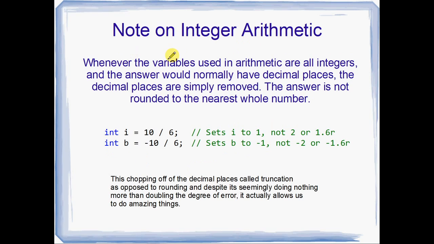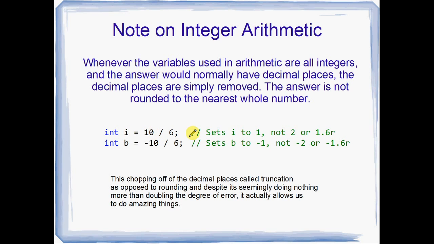Okay, just a quick note on integer arithmetic. Whenever the variables used in arithmetic are all integers and the answer would normally have decimal places, the decimal places are simply removed. There's no rounding going on whatsoever. So, for example, int i equals 10 divided by 6. Now we know that 10 and 6 are integers here because they've got no decimal point. If we said 10f or 10.0f, then that 10 there would be a floating point value, but it's not in this case.